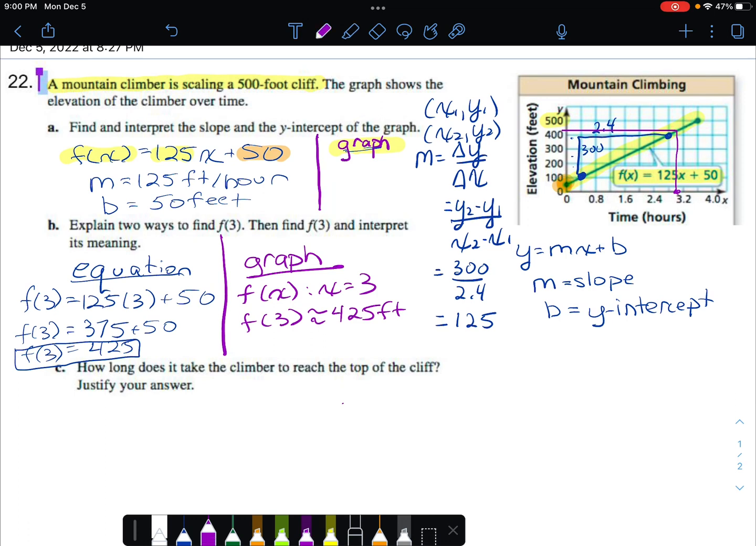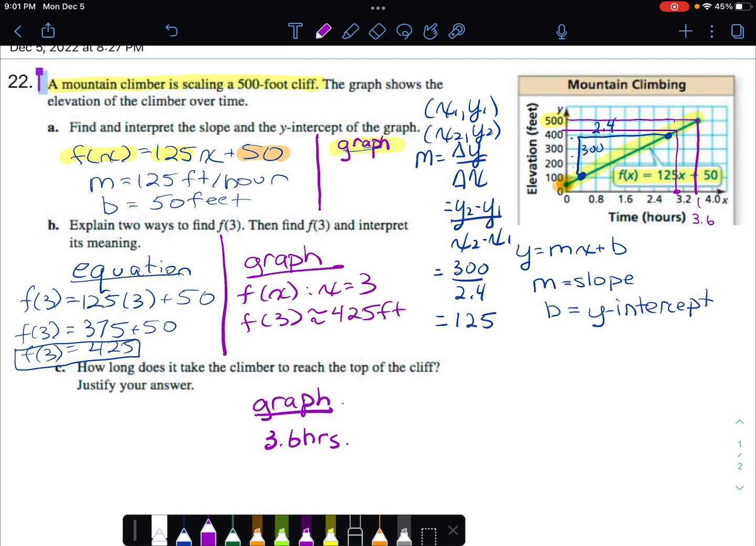And so, again, if I look at it in the graph, I'm just going to look at 500 feet, and I'm going to go across until I get to the number of hours. The number of hours would be between 3.2 and 4. See, that's about 3.6. So if I had to look at that graph, I would say that that's 3.6 hours. Now let's compare that to the equation.